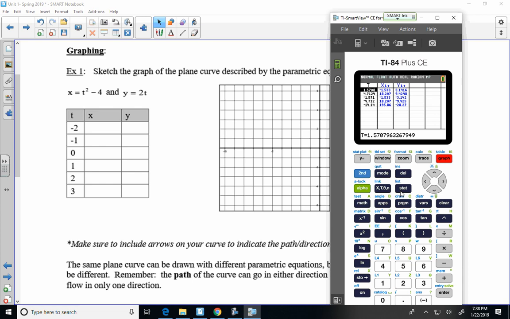Second graph to get to the table. Some schmo changed the settings on it. If you have an incomplete table, go into table set, second window, and make sure it's on auto.